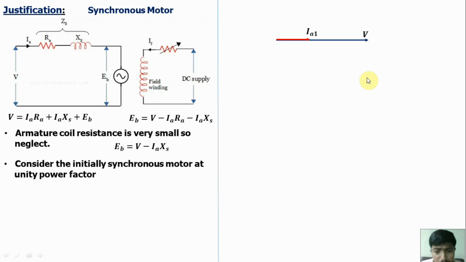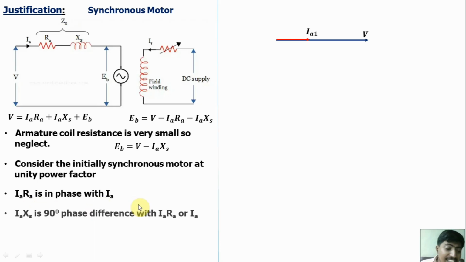We know that IaRa is in phase with Ia. These are the basic points. IaXs is inductive, with a 90-degree phase difference with IaRa or Ia. Now we go to draw the IaXs with a 90-degree phase difference with Ia. Here IaXs is a negative value, so we go to draw this Ia1Xs.